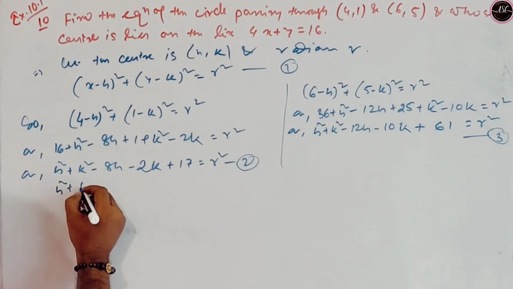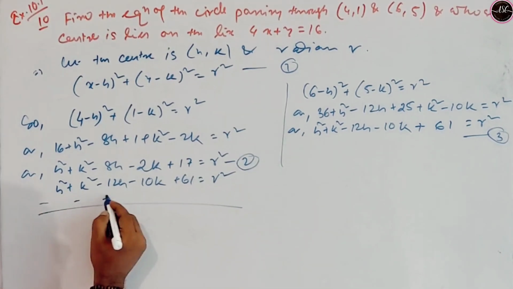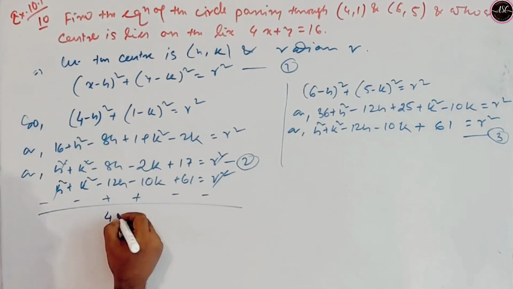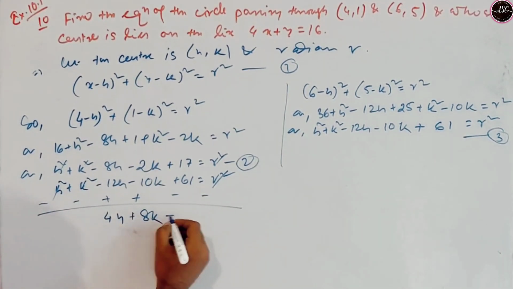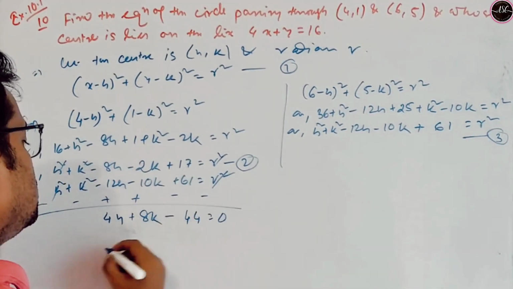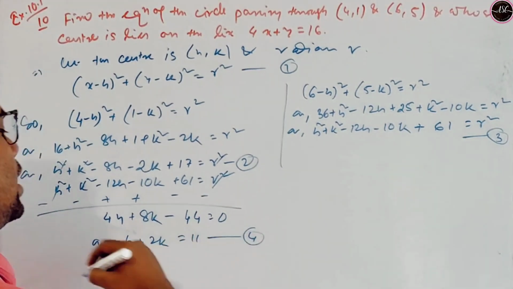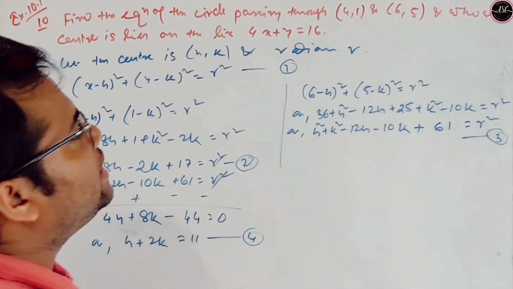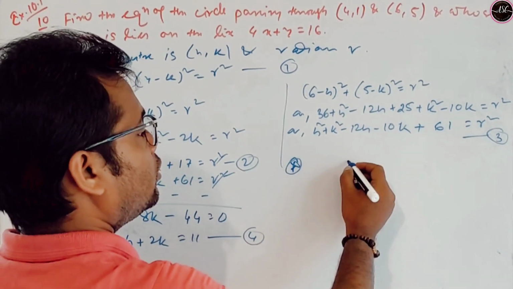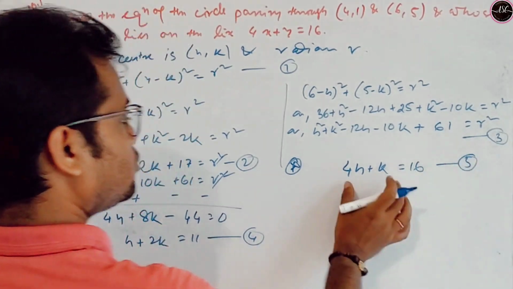Now solve these two equations. We have h² + k² - 12h - 10k + 61 = r². Just subtract this, we get plus, minus, plus, minus, minus. This will be cancelled out, this will be cancelled out, this will be cancelled out, and here we have 4h and here we have 8k minus 44 equal to 0, or h + 2k = 11. This is equation 4. And the center lies on 4x + y = 16. So from this we have 4h + k = 16. So this is equation 5. Now solve this equation and this equation.